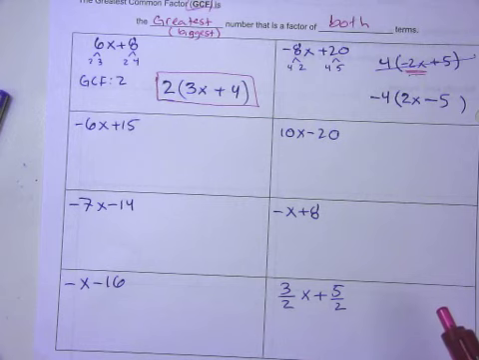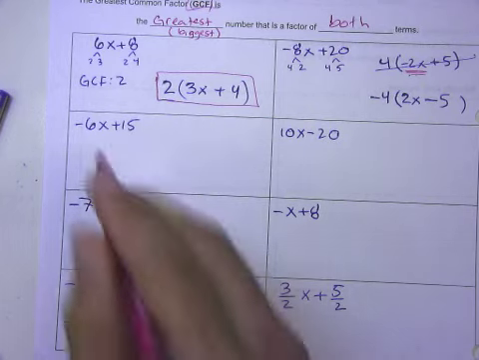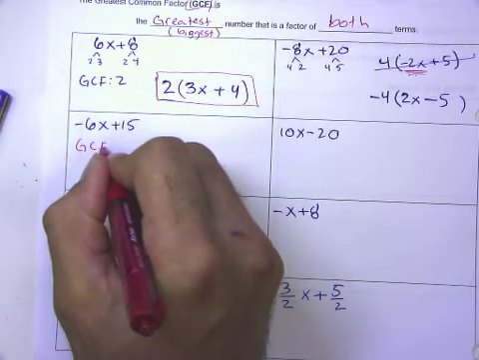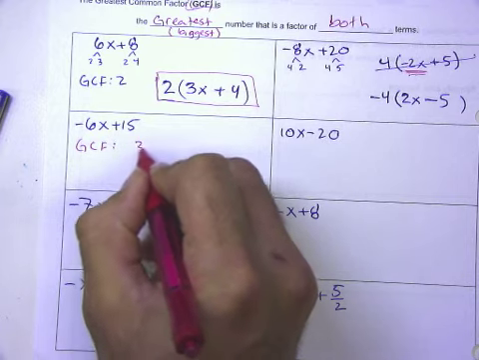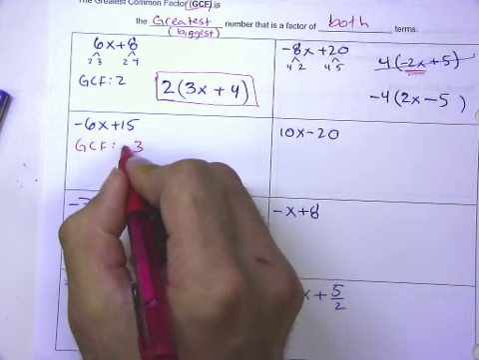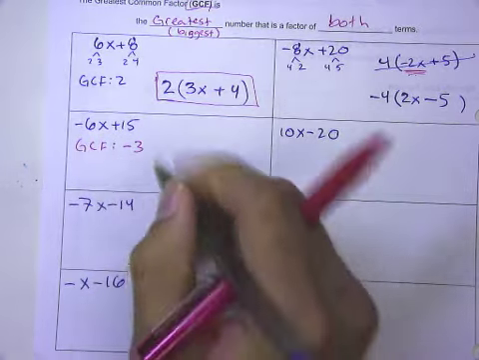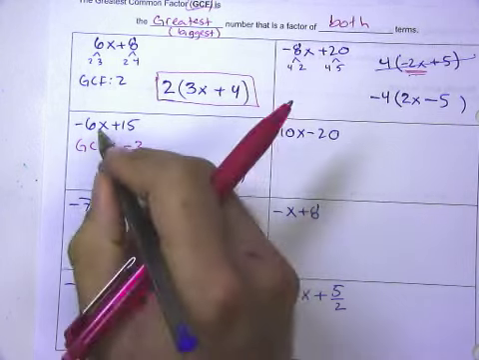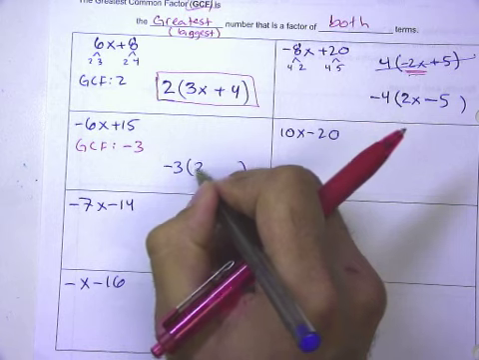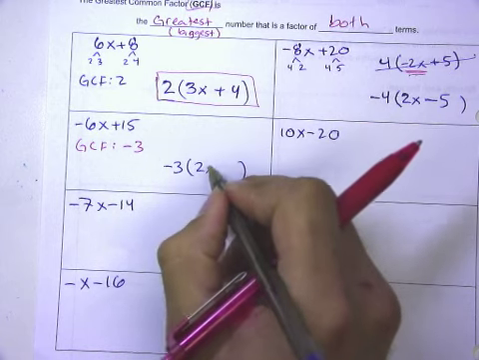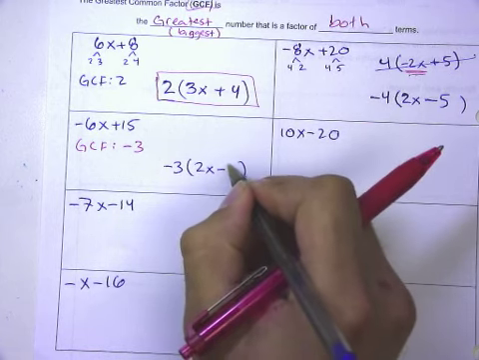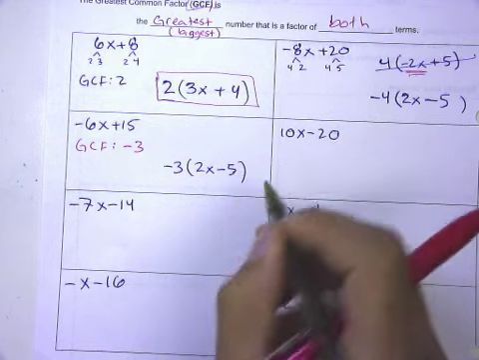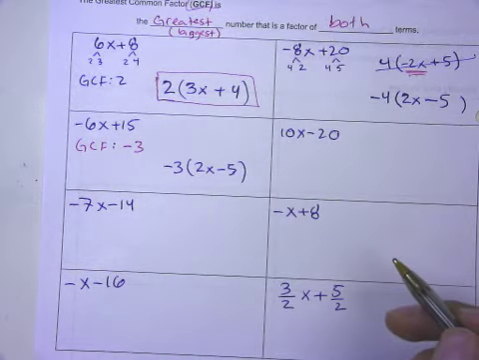We'll start with this first one where the GCF is going to be, we could write it as 3, but because we want this to come out positive, we're going to write it as negative 3. So we have negative 3 times 2x to give me negative 6x, and negative 3 times negative 5 to give me positive 15.